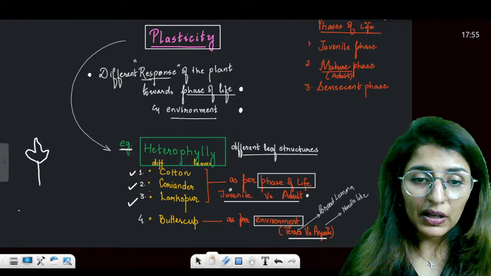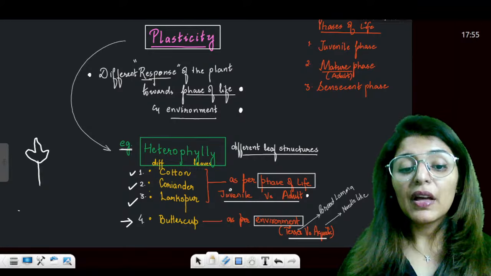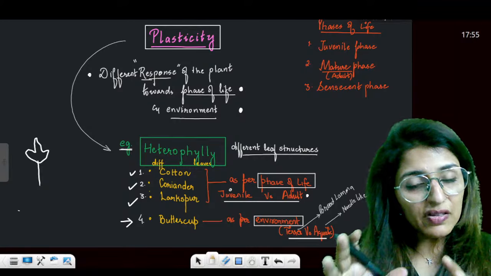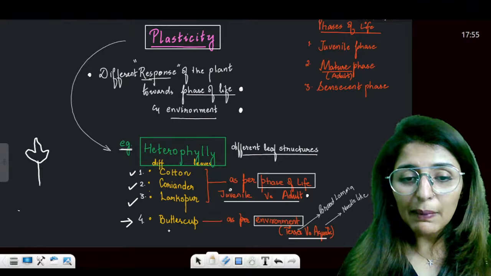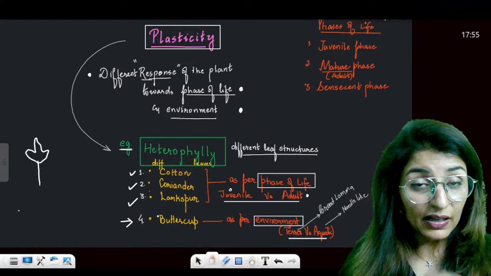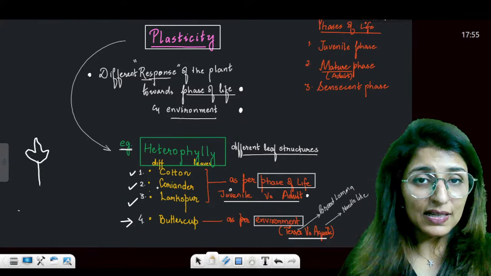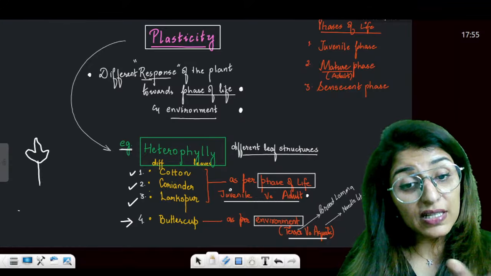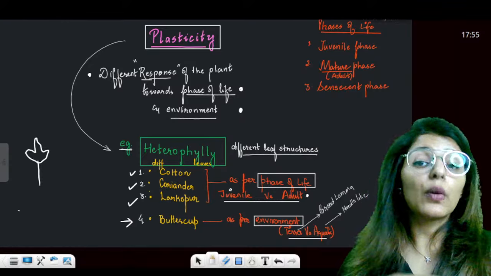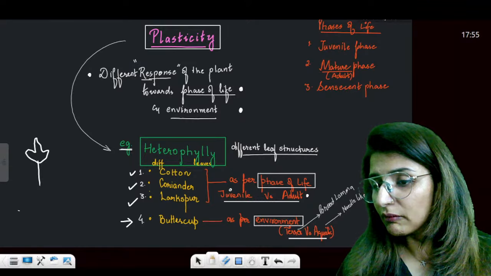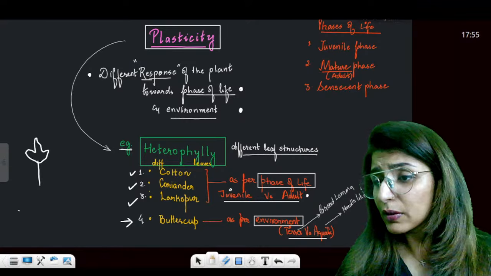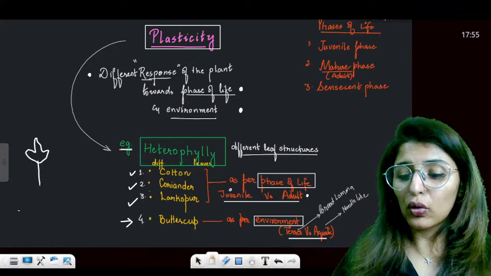This is also heterophily. But in case of buttercup, we see different leaves depending upon the habitat that it is in. If the buttercup is placed in a terrestrial habitat, on land, it will be less dissected. But if the same buttercup is grown in an aquatic habitat, it will be highly dissected. Are these points clear to all? Please let me know. So this is known as heterophily.